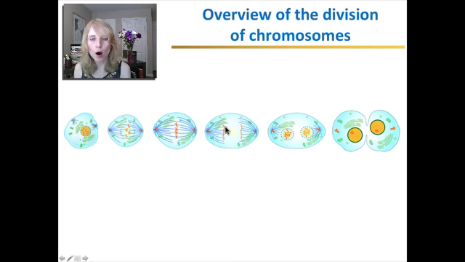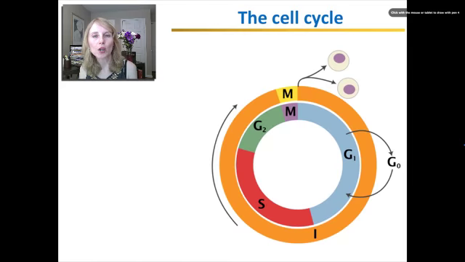Once they're pulled apart, each of these is considered to be a new individual chromosome, and they get separated into two new nuclei, and then the cell divides. And the two daughter cells end up with the same amount of DNA as in the original cell. Now let's take a look in more detail at the stages of the cell cycle and mitosis.